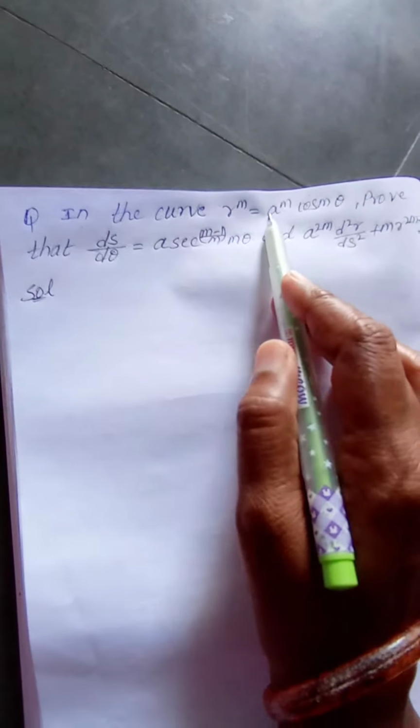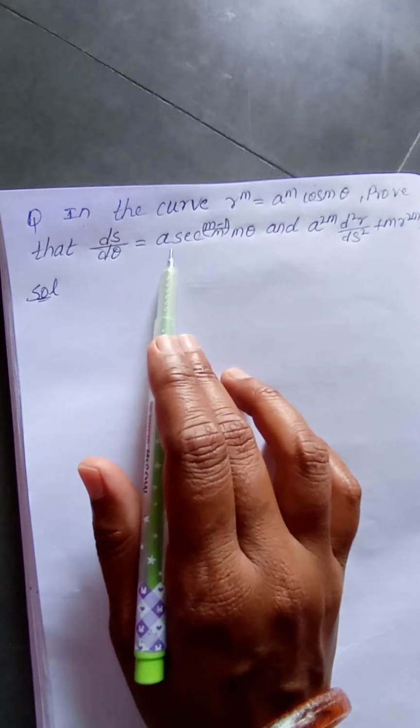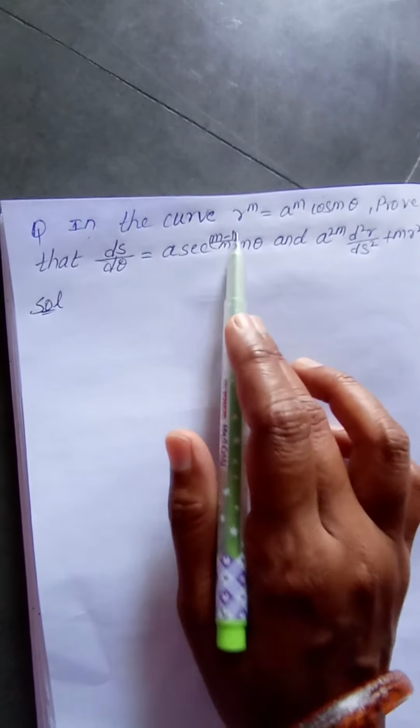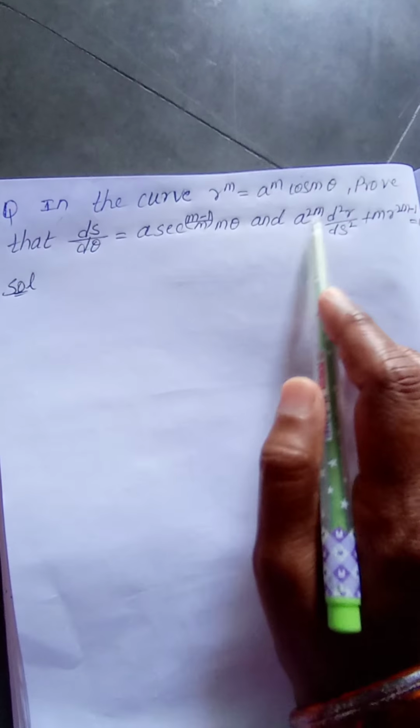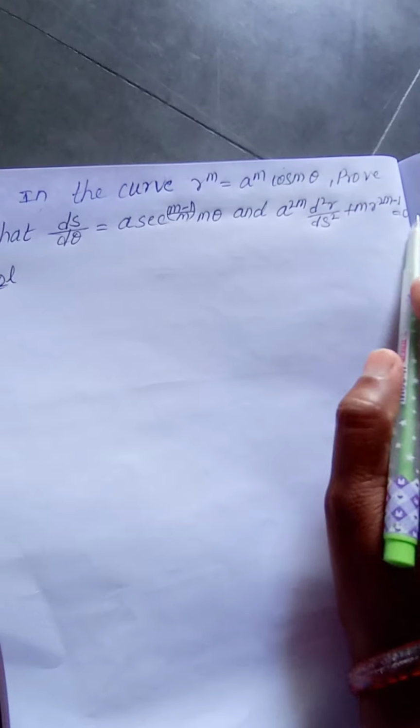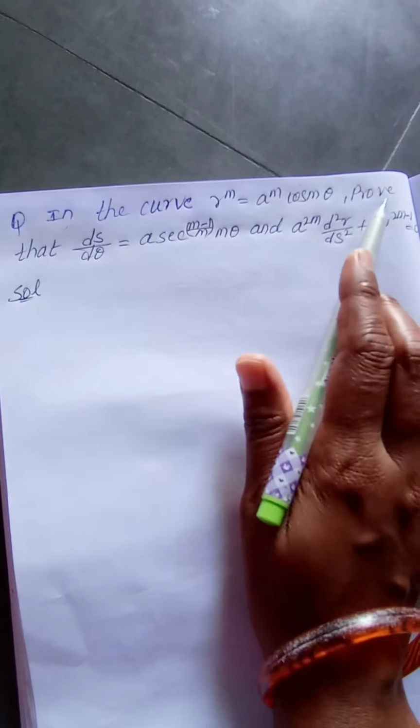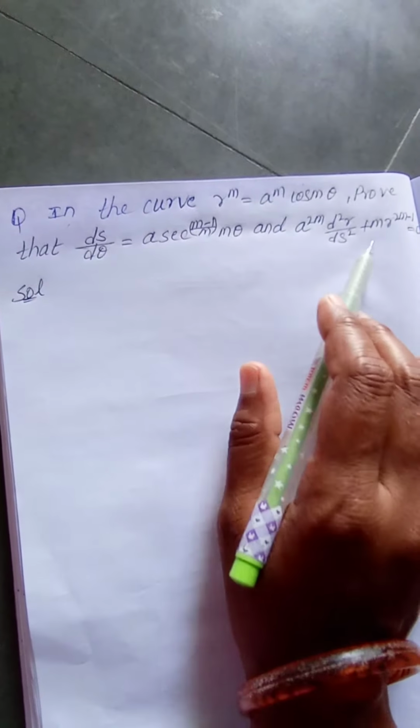In the curve r to the power of m equals a to the power of m cos m theta, prove that ds by d theta equals a into secant to the power of (m minus 1) by m into m theta, and a to the power of 2m d square r by ds square plus m into r to the power of m minus 1 equals 0. So here, given one curve, we have to show these two proofs. Okay, solution.